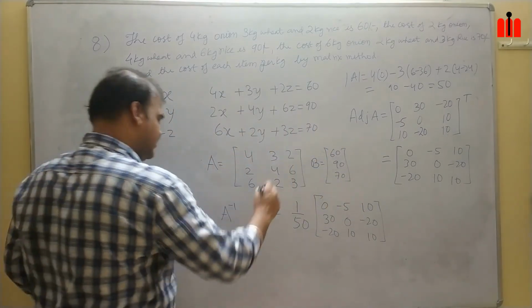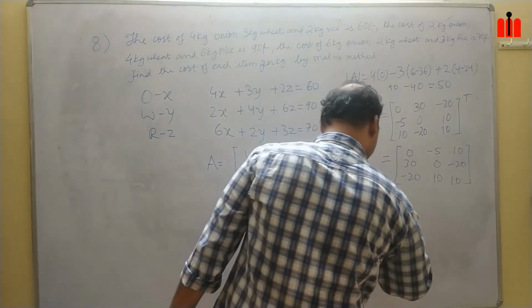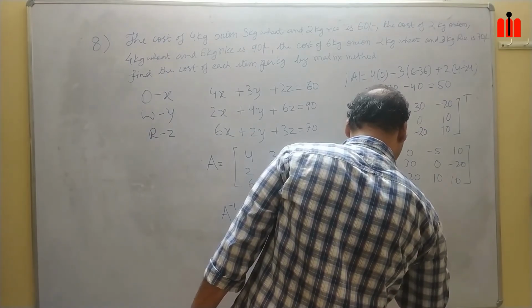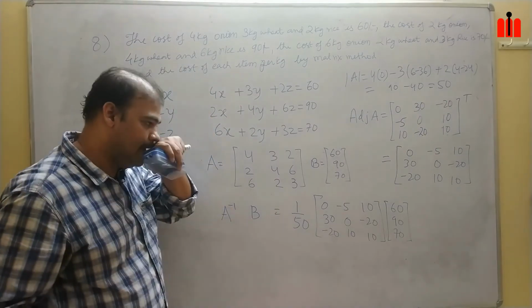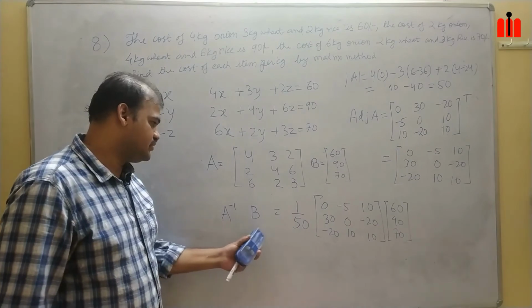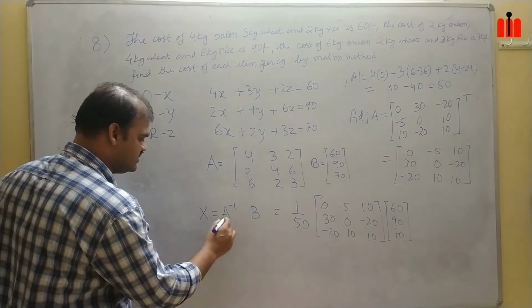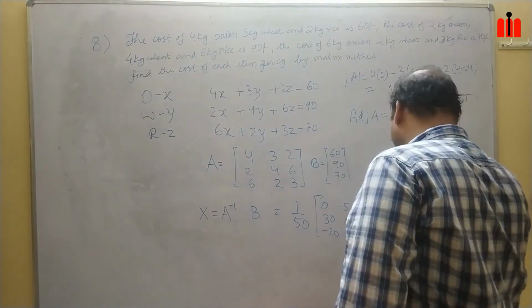I have to multiply with B to get X. So A inverse B will be, here it is 60, 90, 70. Okay, 60, 90, 70. Right. So this will be my X. X is A inverse B. So A inverse B, we have to find it.